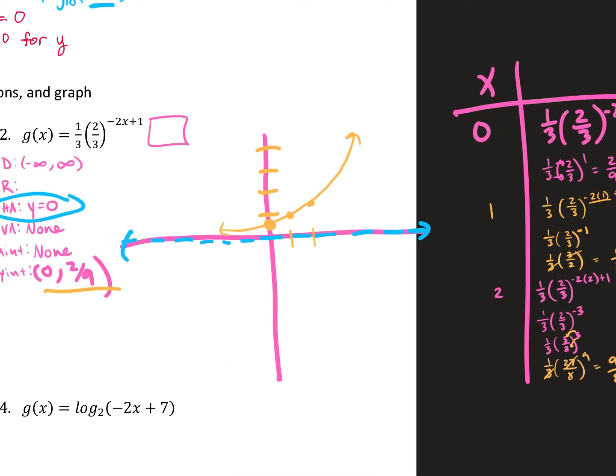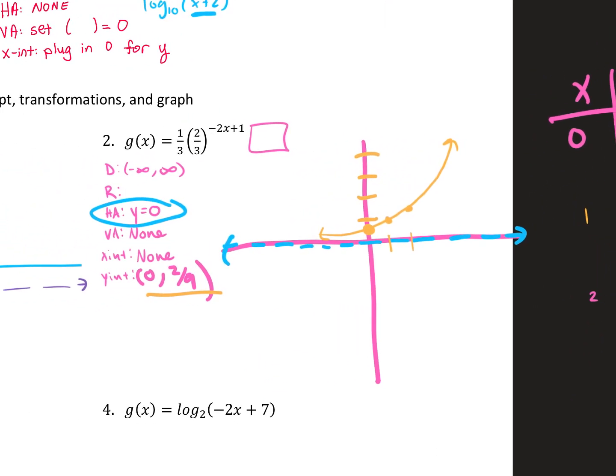Do you guys have any questions here? Oh, what's my range? 0 to infinity. My graph is going up, so it's going to go to infinity, and it's always going to be the same number as your horizontal asymptote. Yes.